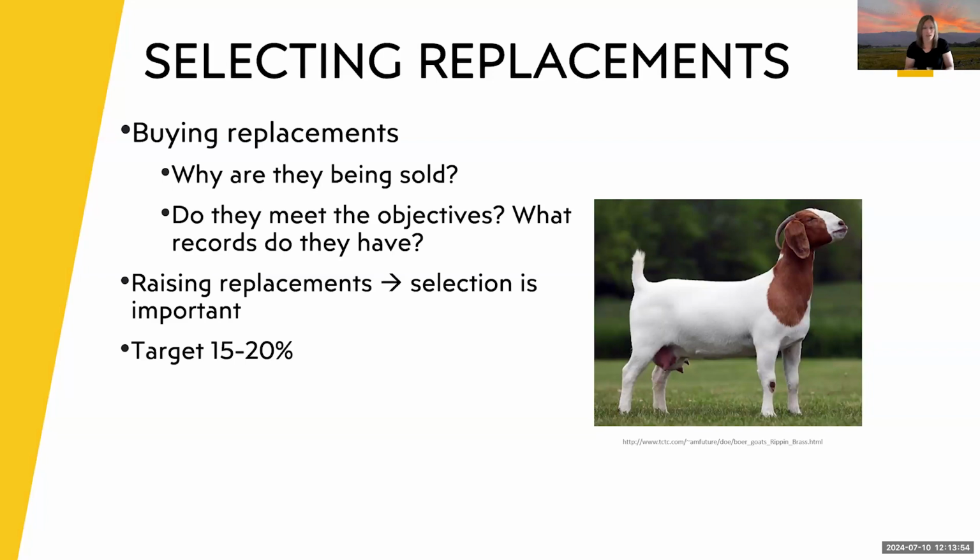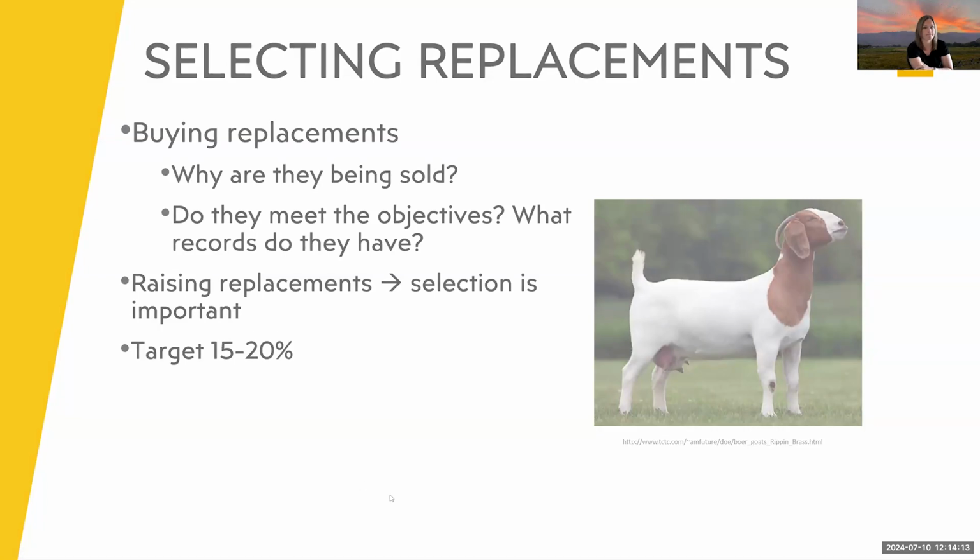We usually want to target a replacement rate of 15 to 20%, because that's what you should actually be culling on the back end, or not necessarily you should be, but a lot of times that's how it's going to fall. So if you're going to try to keep your herd or flock at the same level, you're going to target this 15 to 20% replacement rate.